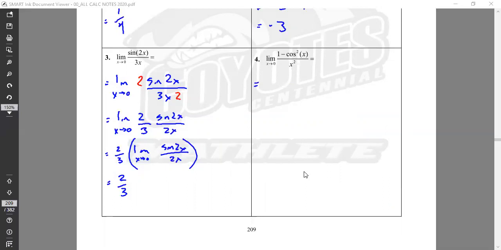Number 4. There are some other things that we know that are going to be relevant here. We need to remember our Pythagorean identities from 30-1. 1 minus cos squared, because cos squared x plus sine squared x is equal to 1. That's your basic Pythagorean identity. Therefore, 1 minus cos squared is equal to sine squared x.